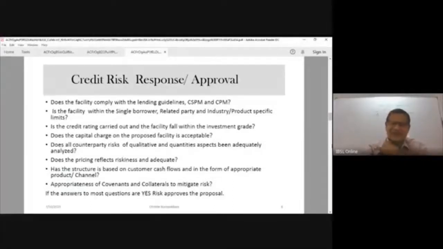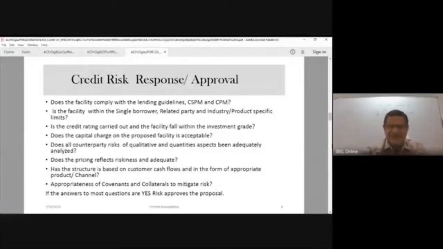So generally business units do this, but the risk department, before they give a response or approval, also looks to see whether in that appraisal form these things have been done properly. Thus the pricing reflects the riskiness of the client.